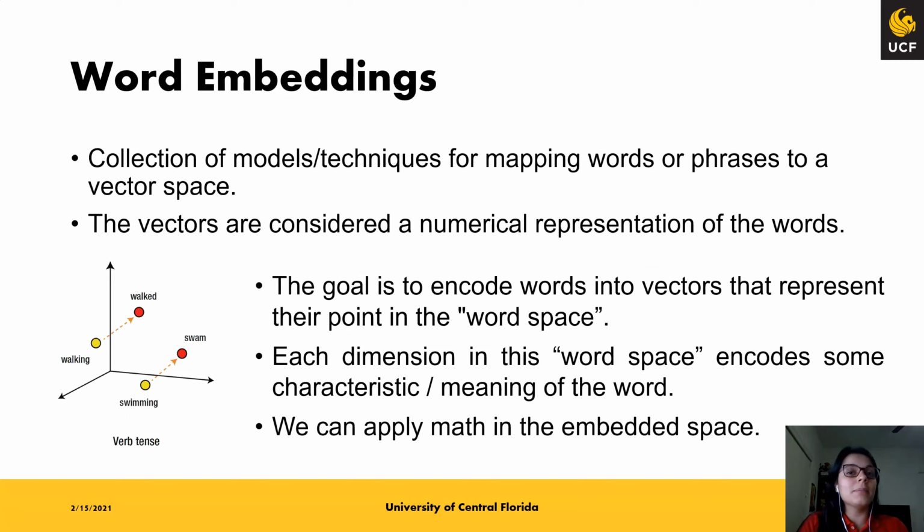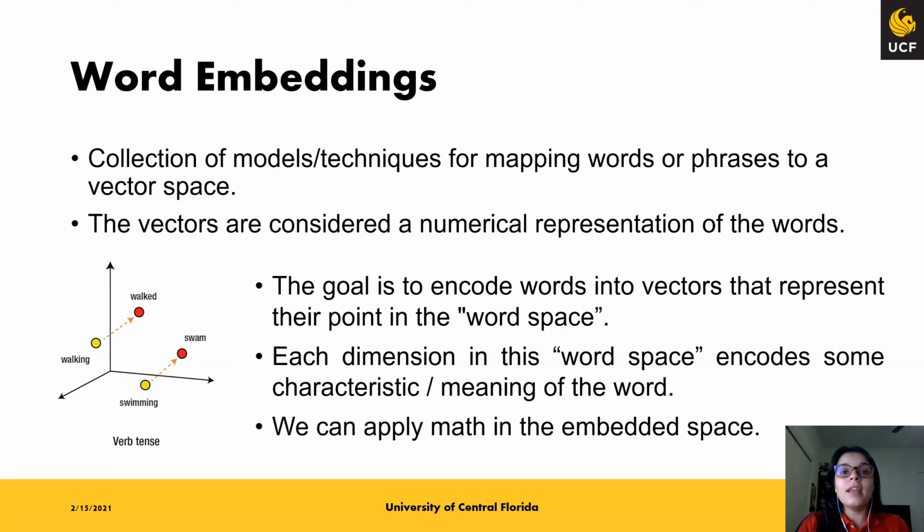We have been talking about word embeddings, but we never stated what it is. Word embeddings can be a collection of models or techniques for mapping words or phrases into a vector space. The vectors are considered a numerical representation of the words that computers can understand and make calculations with. The goal is to encode words into vectors that represent their point in this word space.